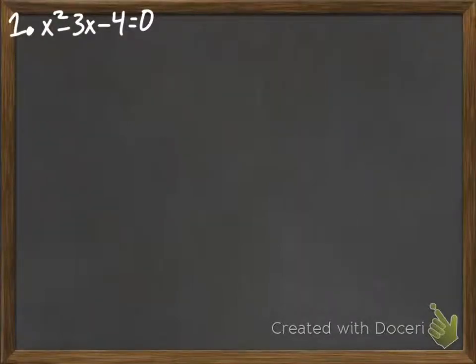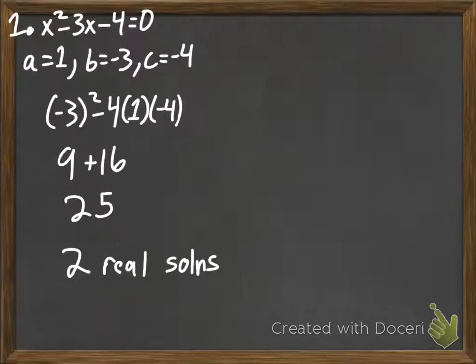So here's an example for you to try. So identify your A, B, and C, plug them into the discriminant, and decide whether or not there's 2 real solutions, 1 real solution, or 0 real solutions. So go ahead and do that with your group now. Alright, and here is the solution to that example. You see that there are 2 real solutions because we got a positive number from the discriminant.